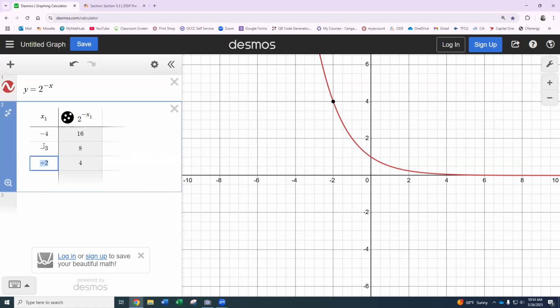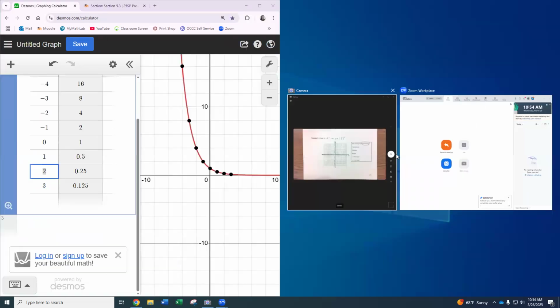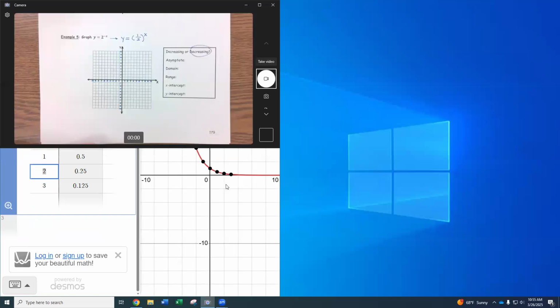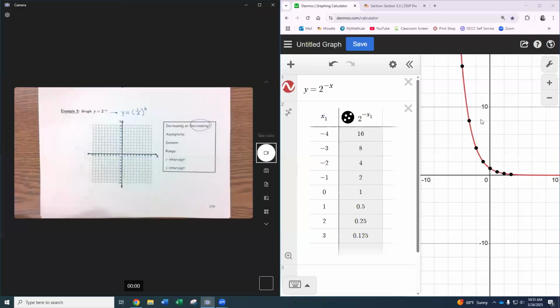So now it's just going to kind of guess. If I just hit enter, it guesses what the next ones are going to be. And then that one's probably too small. So I'm going to go -3 to 2 here. And let me switch these. Sorry, it's a little bit of a mess. Okay.